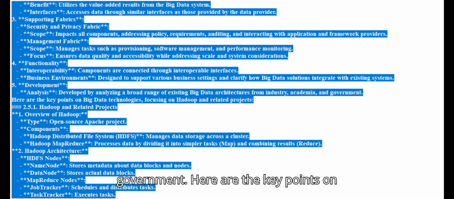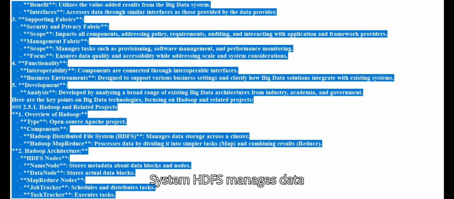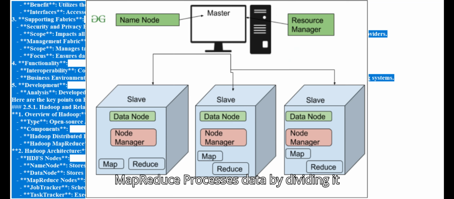Here are the key points on big data technologies, focusing on Hadoop and related projects. 2.5.1 Hadoop and related projects. 1. Overview of Hadoop. Type: Open source Apache project. Components: Hadoop Distributed File System. HDFS manages data storage across a cluster. Hadoop MapReduce processes data by dividing it into simpler tasks, map, and combining results, reduce.